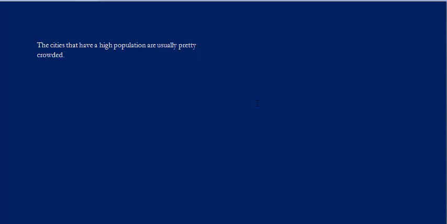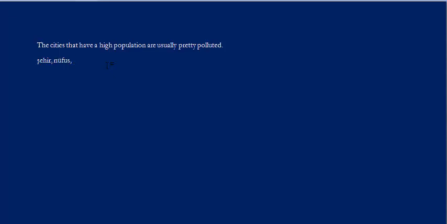Okay. Now, first of all, I'm gonna use the one column, and we don't compare things anymore. So the cities that have a high population are usually pretty crowded. Wow, such a stupid sentence, I just noticed this. Are usually, let's say, are usually pretty polluted, let's say. That's going to make more sense. Now the city is şehir, and population is nüfus. Okay, şehir, nüfus.